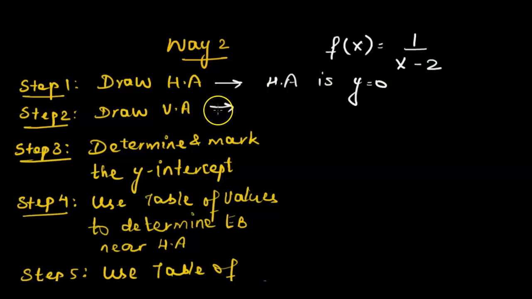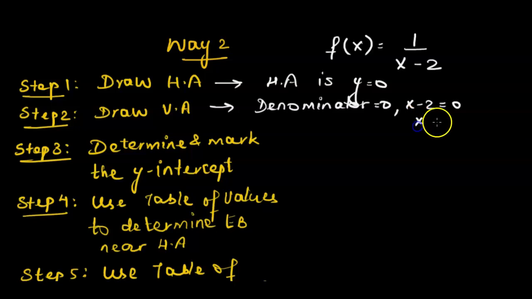For that we need to first determine the vertical asymptote. Always remember, to determine the vertical asymptote, we put the denominator equal to 0. So x minus 2 we would put equal to 0, where x is equal to 2. This is going to be our vertical asymptote.